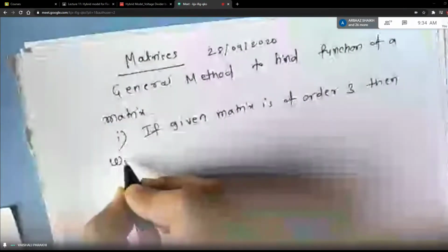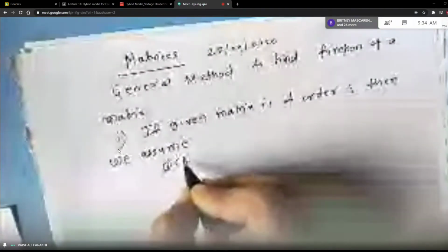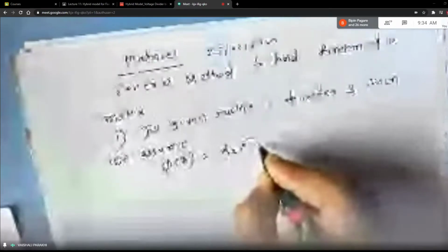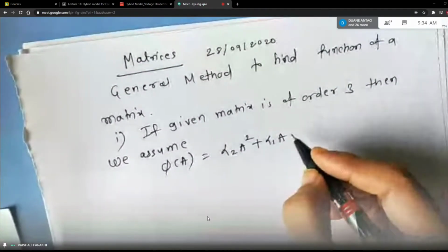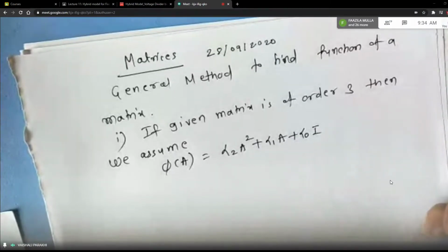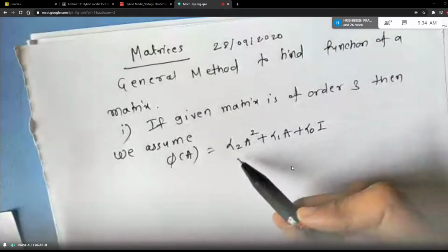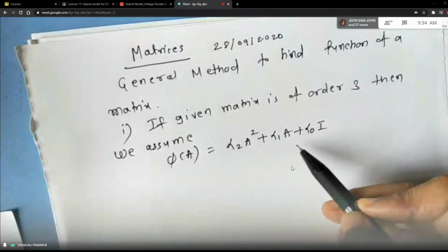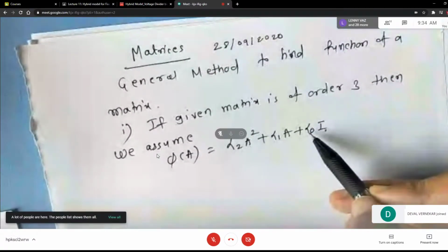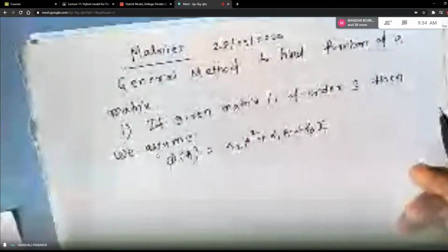Then we assume phi of A, that is the function of a matrix, as alpha 2 A square plus alpha 1 A plus alpha naught I. So if the matrix is of order 3, then phi of A, suppose it is asked to find A raised to 50, will be alpha 2 A square plus alpha 1 A plus alpha naught I. You know what is A square, A and I. But what is alpha naught, alpha 1 and alpha 2, students?